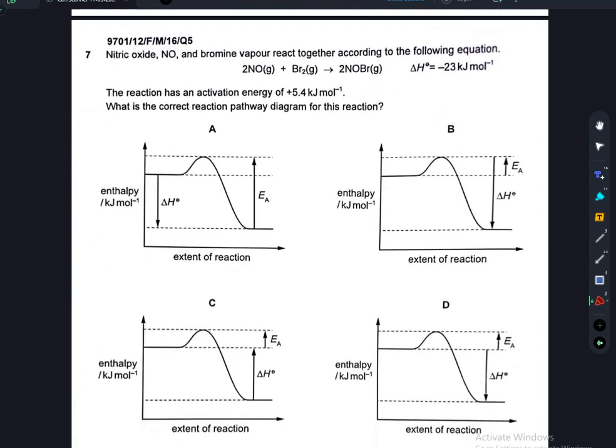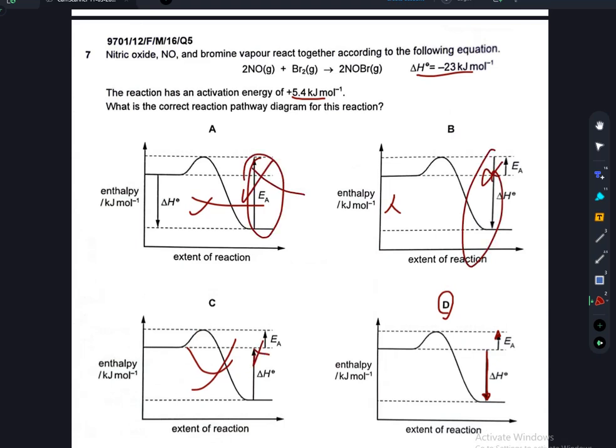Question number 7. Nitric acid and bromine vapor react together according to the following equation. The reaction has an activation energy of 5.4 kilojoule per mole. The reaction is exothermic. So this would be D as your right answer. The activation energy is always drawn with its arrow upwards, and the enthalpy change is drawn in its original direction. So C is the right answer. All others are incorrect. Obviously, this is not the activation energy. Here, the arrow's direction is the issue.